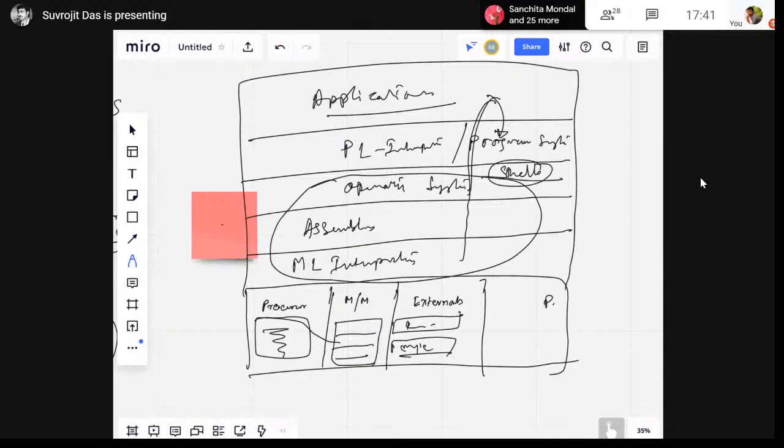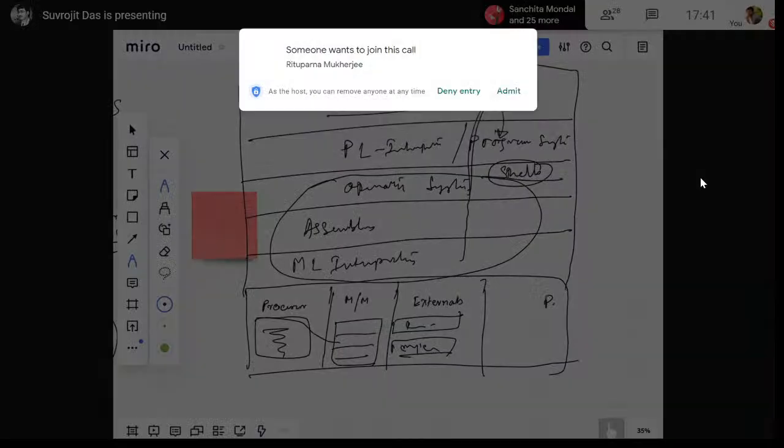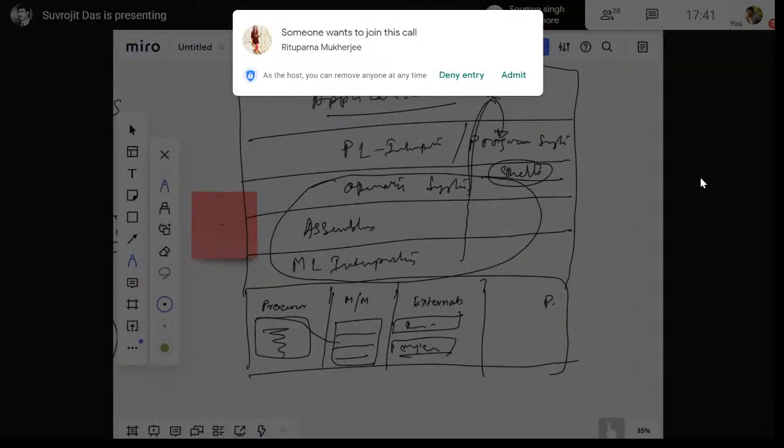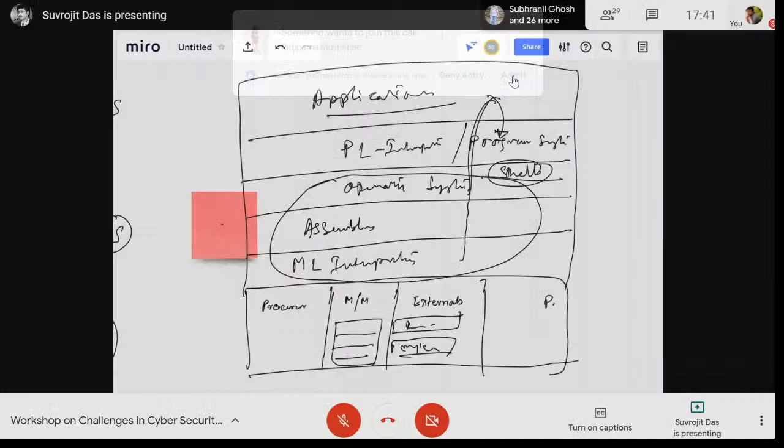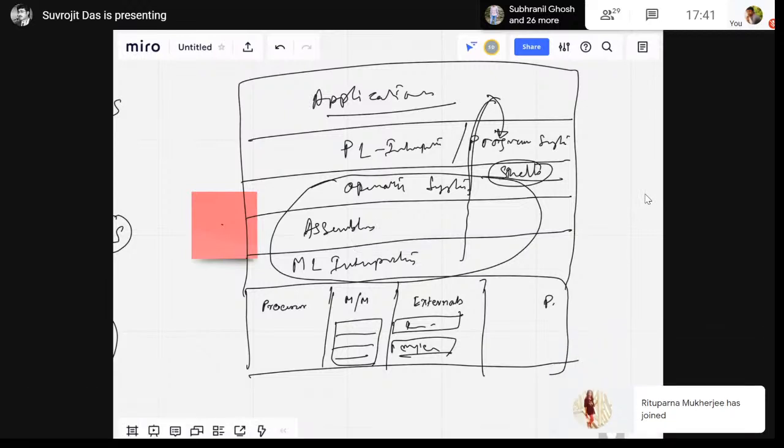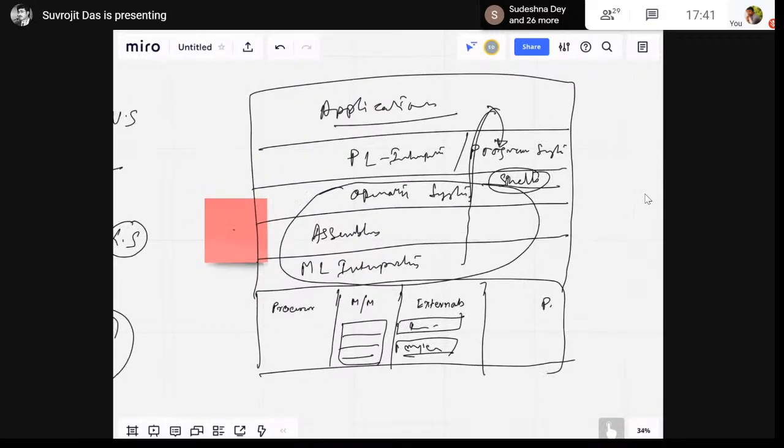Now, if I draw what is there in a processor, things will be more clear. I don't know why it is not coming. Yeah. Okay.